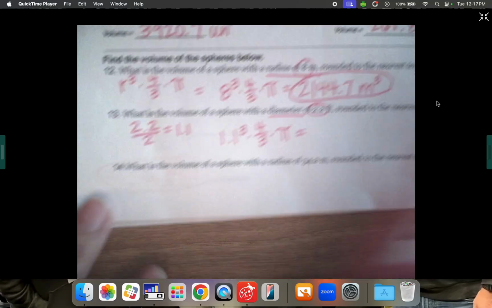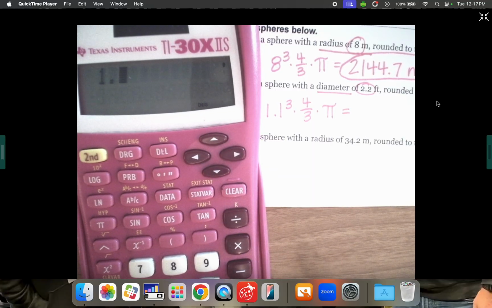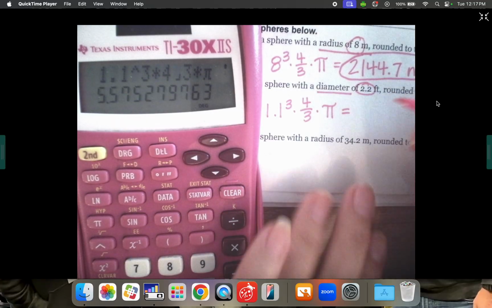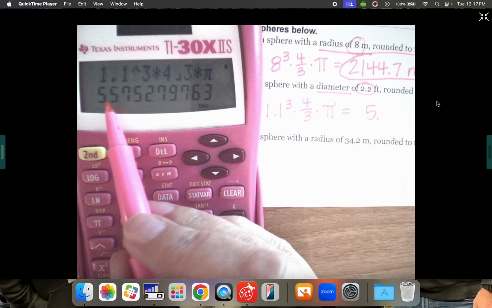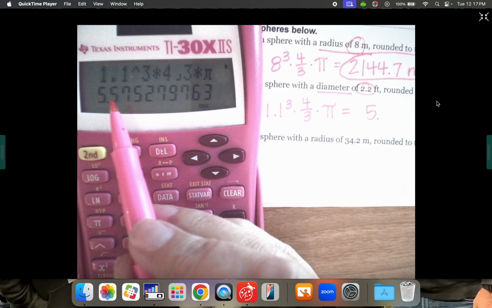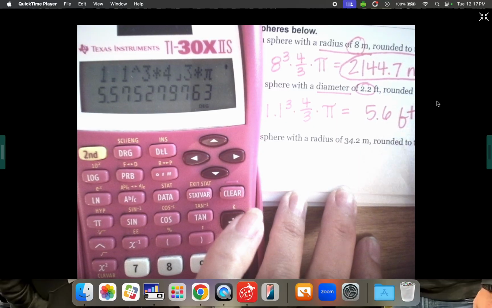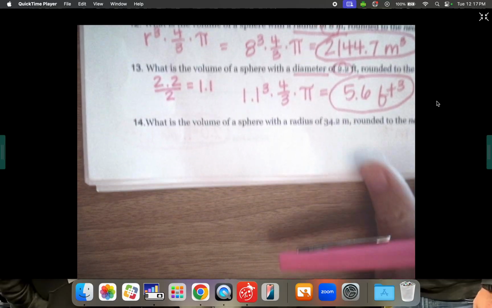Here we go. Literally just typing things into a calculator in this unit. 1.1 to the power of 3 times 4/3 times pi equals 5.5, except that number after it is 5 or above, so we're going to give our 5 a shove up to 6. There we go. All right, last one. I hope you guys are doing good and getting these right.